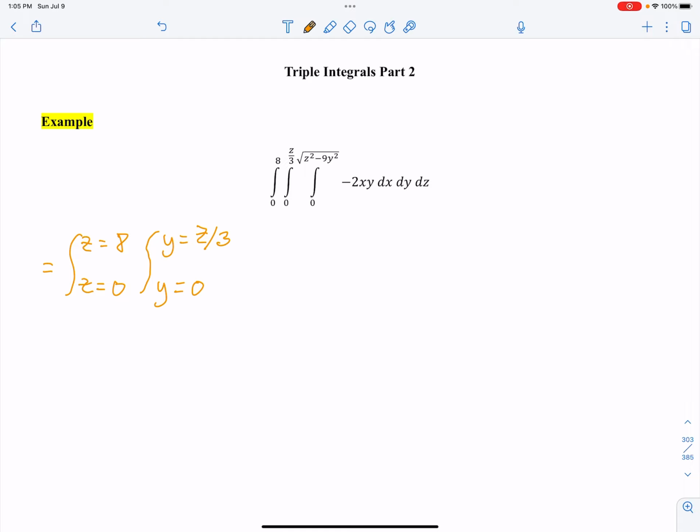All right, let's go ahead and do our inside in terms of x to save some room. So if x is to the first power, I go up by 1 and I divide by the new one. It's just going to leave me with an x squared y. The negative is still there. And then I'm going to run this from x equals 0 to x equals the square root of z squared minus 9y squared. And then I got dy dz.